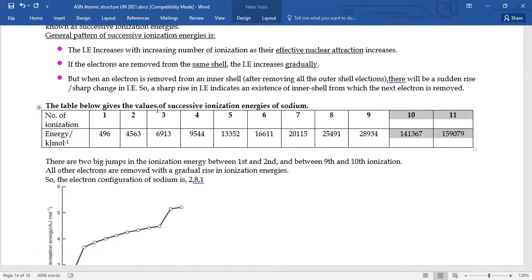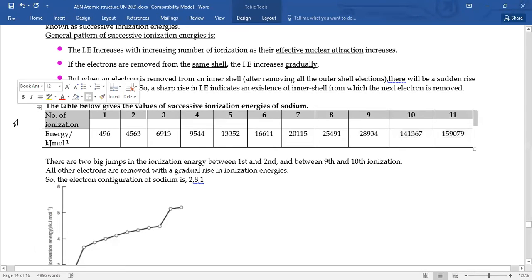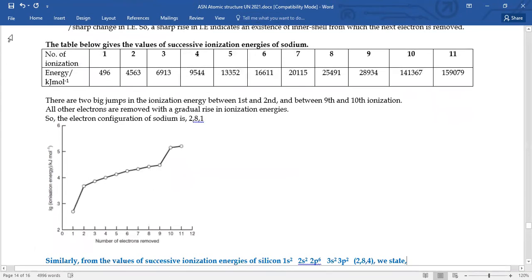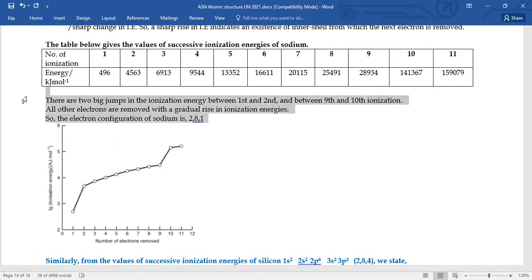And can you write the atomic electron configuration just with the values? What is that? 2, 8, 1, right? You will have to do this. Now look, this is written there, and how to read the values. If they ask you to write the electron configuration and explain how you get it, how do you get this?